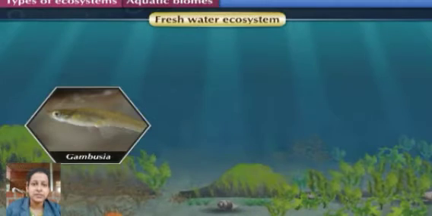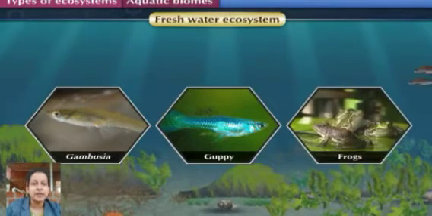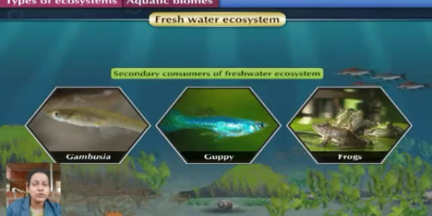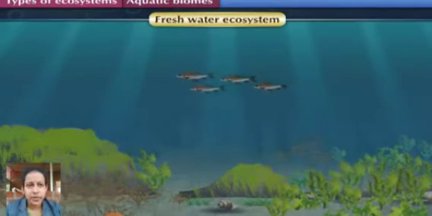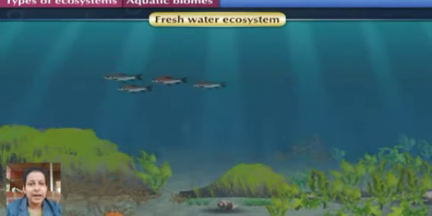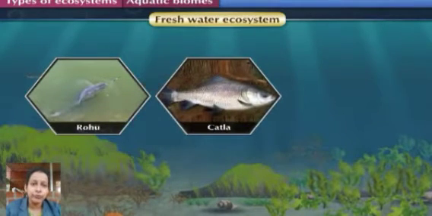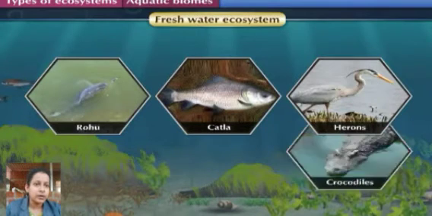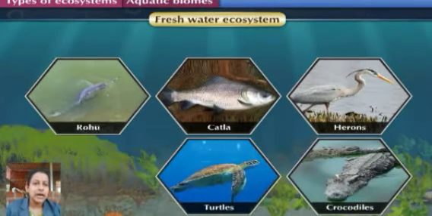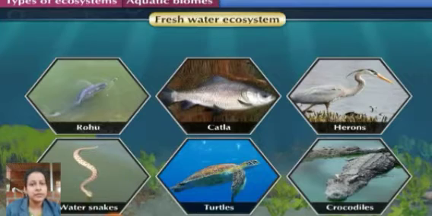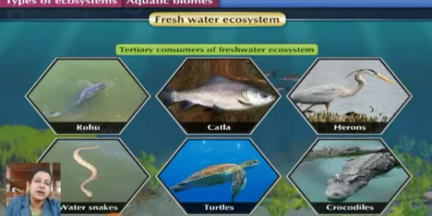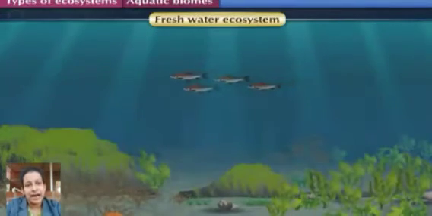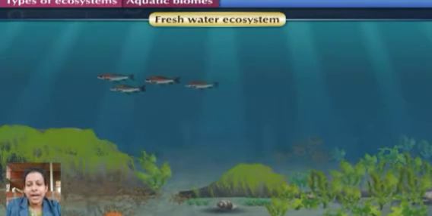Whereas the secondary consumers like the small fishes like gambusia and guppy and frogs are the secondary consumers of the freshwater ecosystem. Okay, and these are eaten by the tertiary consumers like rohu, katla, and herons, crocodiles, turtles, and the water snakes. These are all tertiary consumers of the freshwater ecosystem. Whereas the decomposers which are found here are mostly the bacteria and fungi.